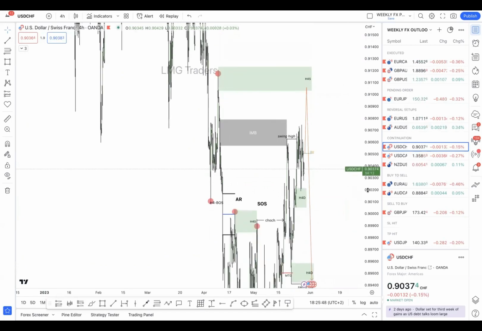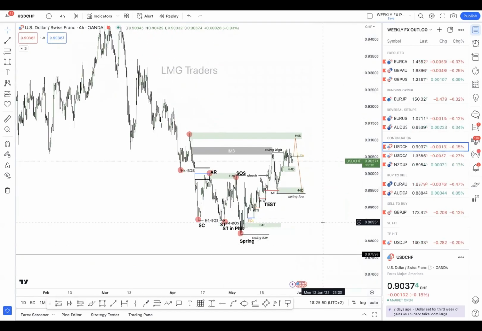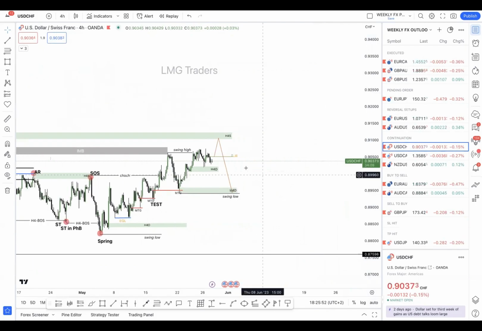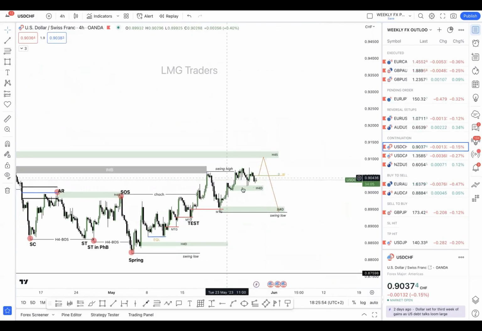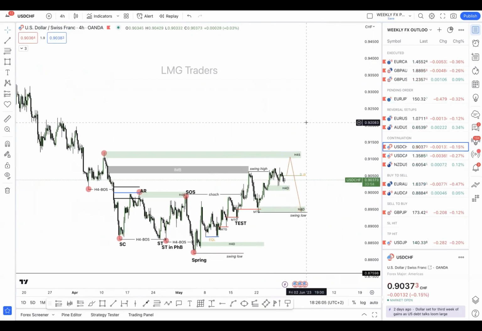So USDCHF, as you can see, I'm looking for these two demand zones, for price to come to these two demand zones, which price has already respected on the first demand zone. Price has already tapped on the first demand zone, possibly come and tap for the second time and continue, but I'll be looking for price to possibly come all the way here before we eventually continue to the upside.